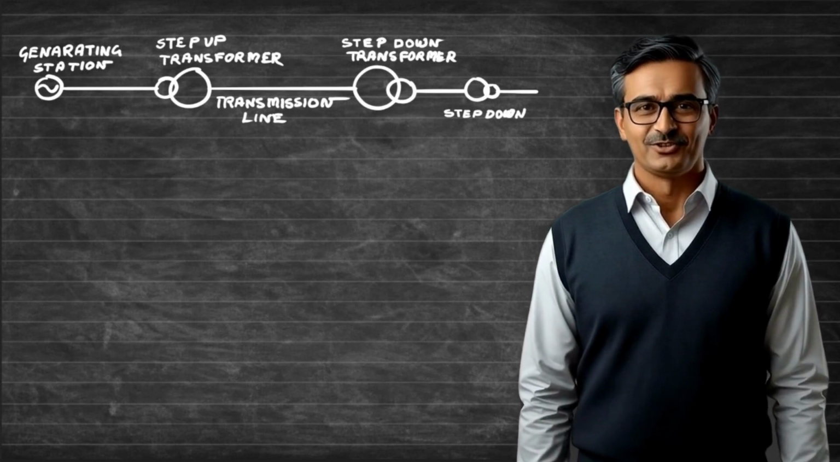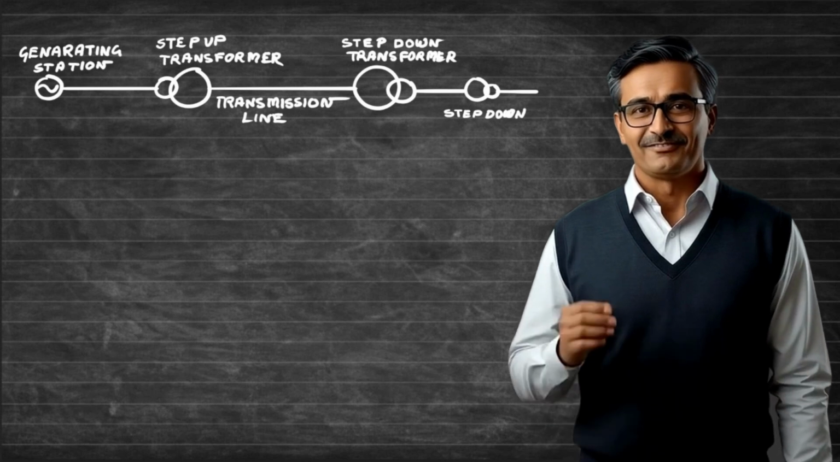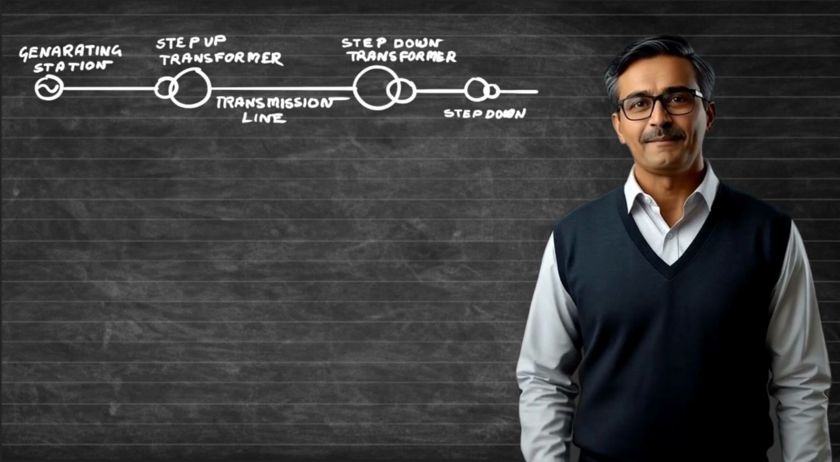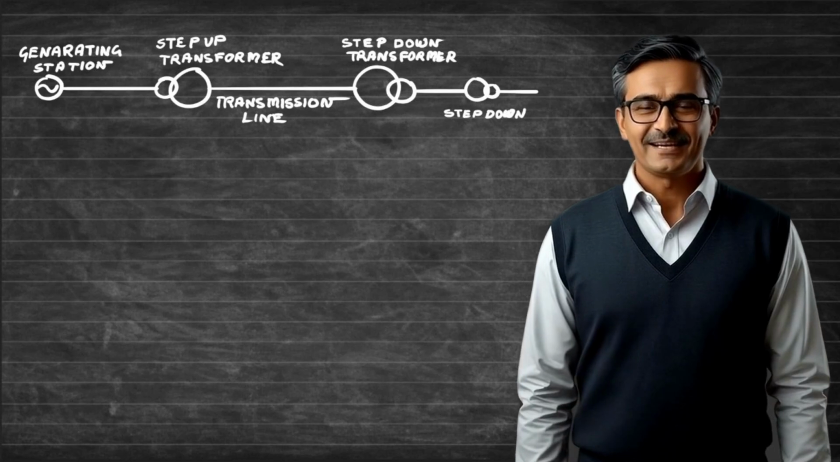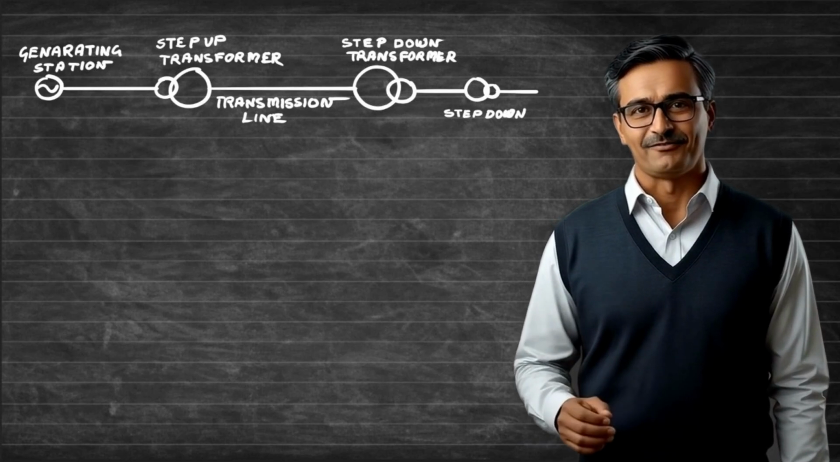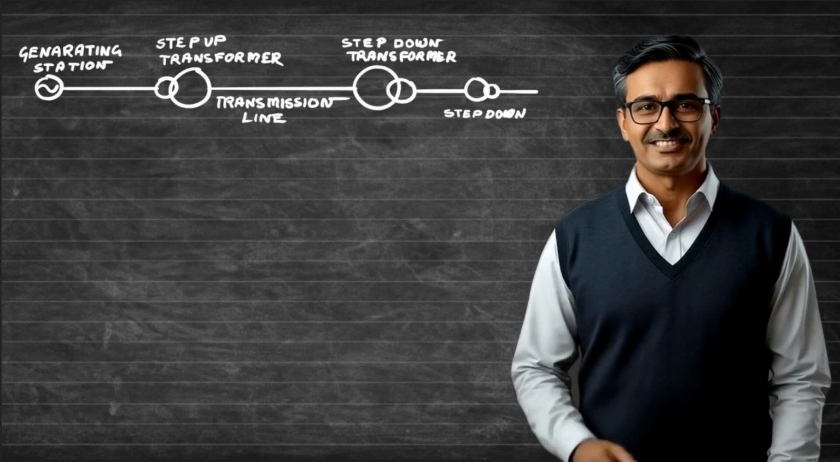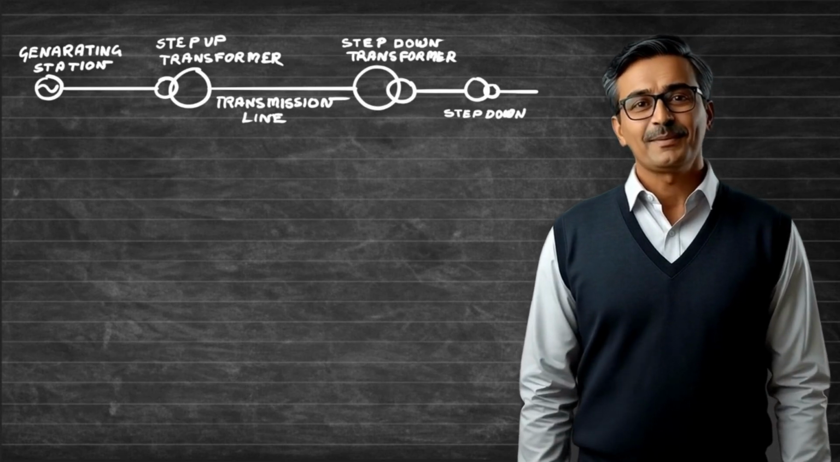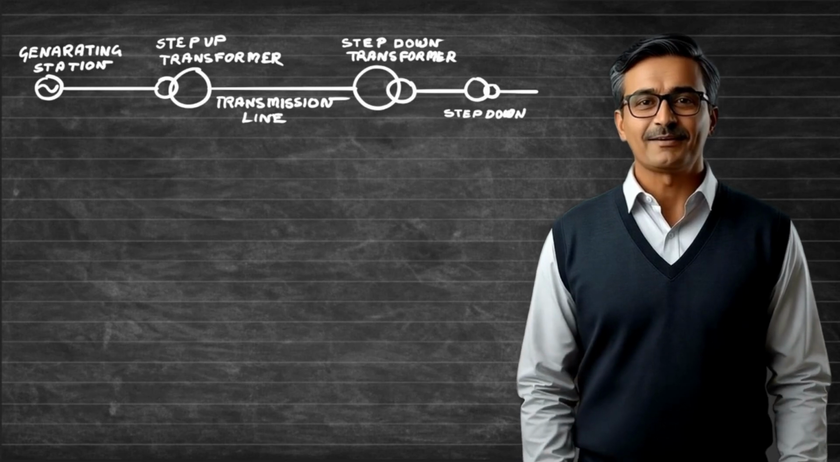Now, if we try to calculate the fault level of this entire system, it becomes very difficult to calculate correctly, because we have to consider all these different voltage levels one by one. To avoid this difficulty, we assume a particular base voltage level and consider that from the generating station up to the supply end, the system is represented at that same voltage level.